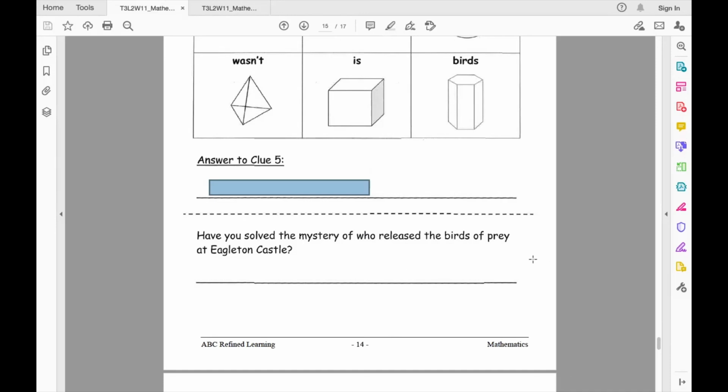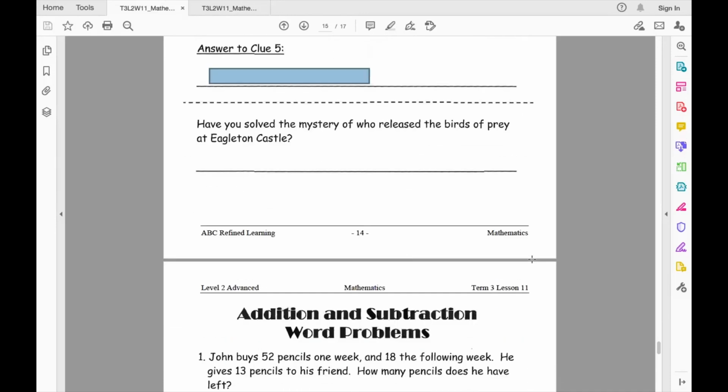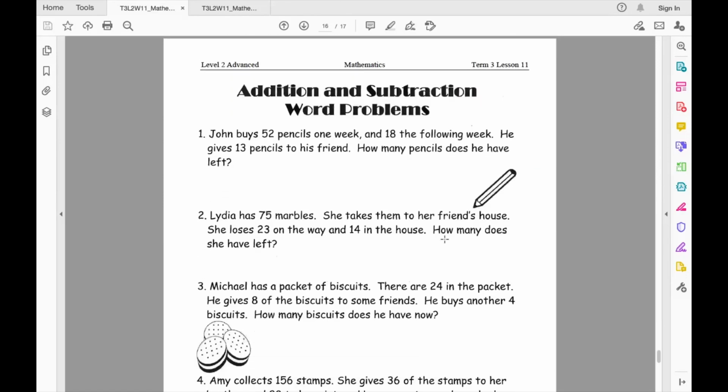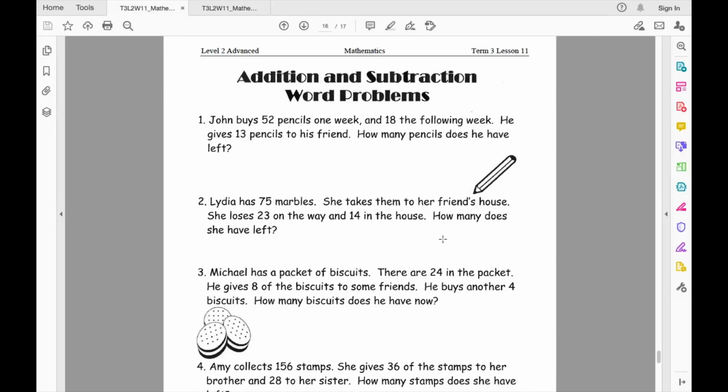That's for homework. We're going to go on and have a try of the addition and subtraction word problems. So we're going to try the first 3 together. Actually, I'm going to read the first 3.